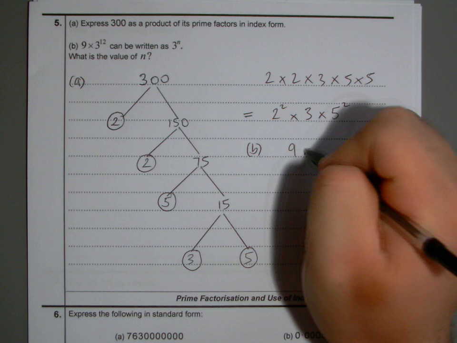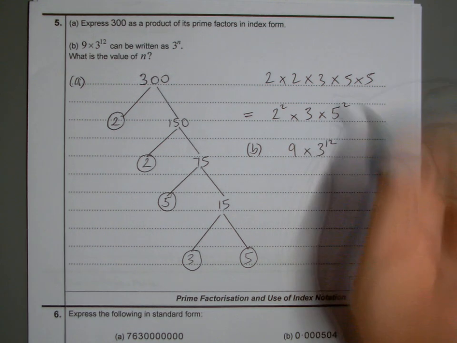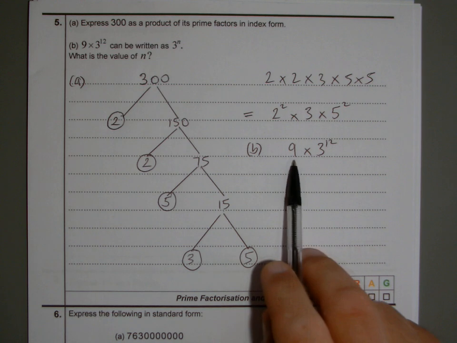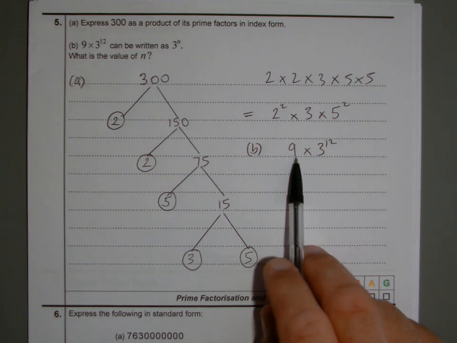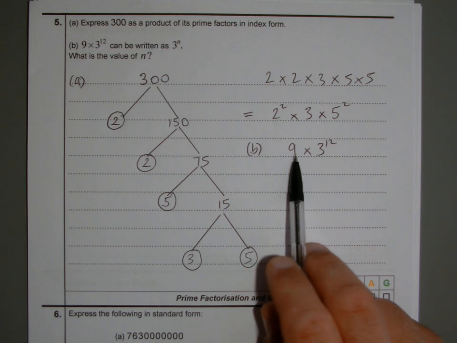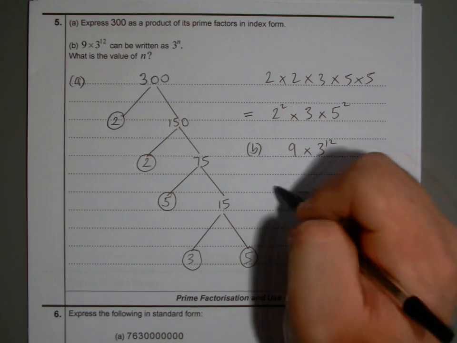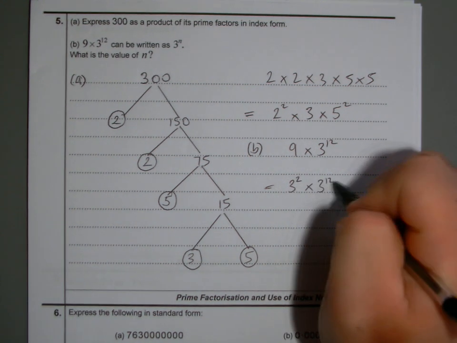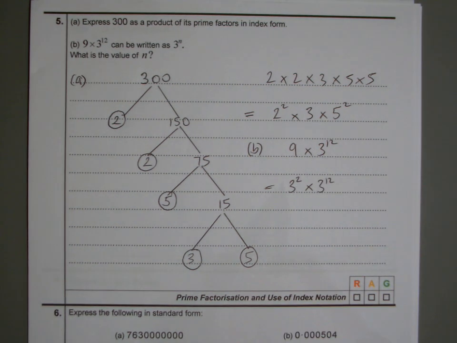they want us to write 9 times 3 to the power 12 as 3 to the power n. Well, 9 can be written as 3 squared. That's the key to this, realizing that you can write this as a power of 3 as well. Think of the fact that 9 is the square of 3. So I'm going to write that as 3 squared, which would give me 9.